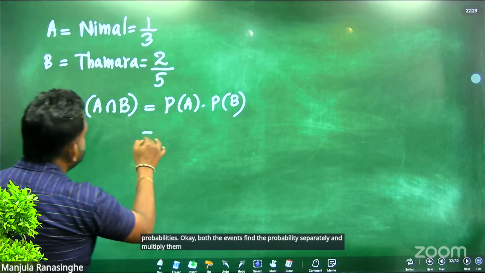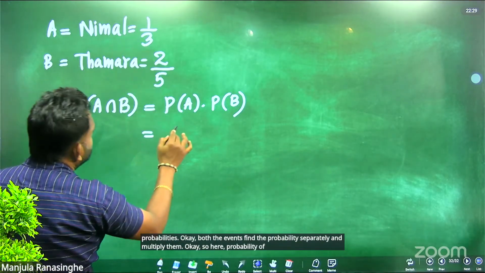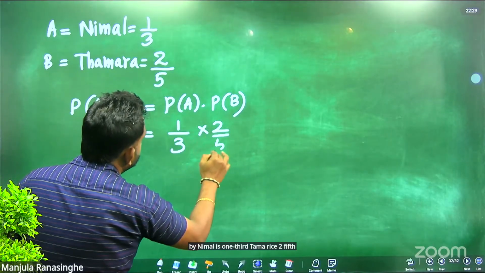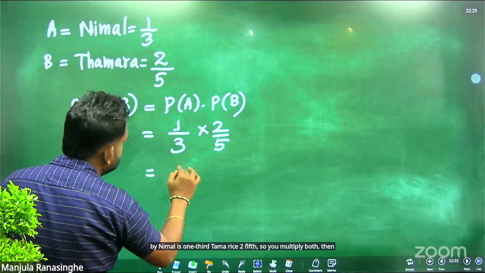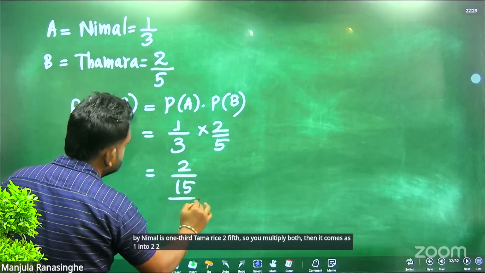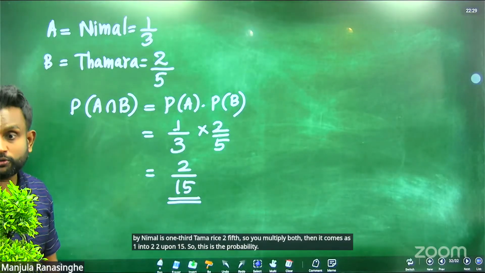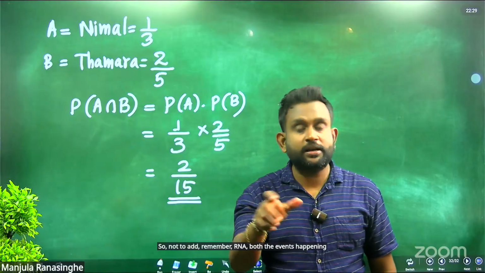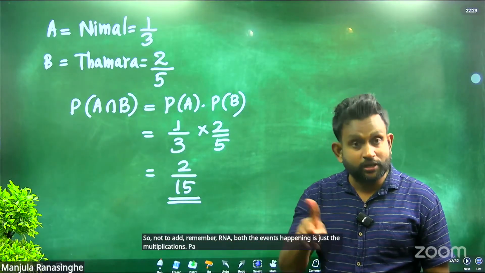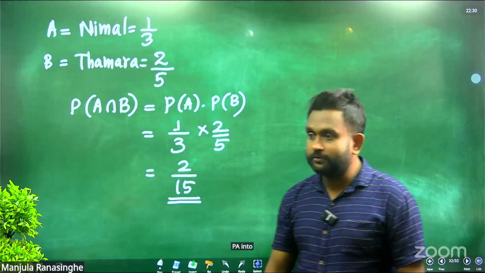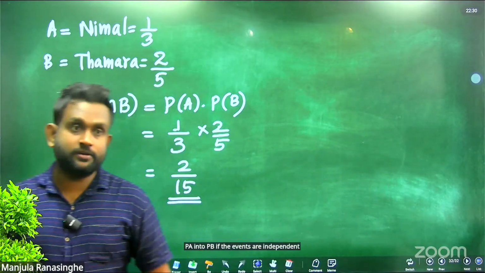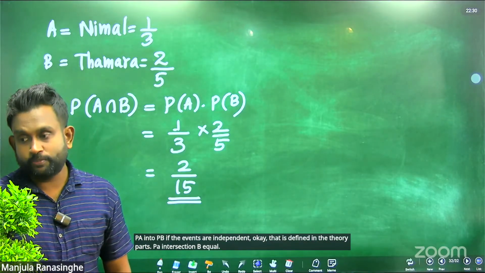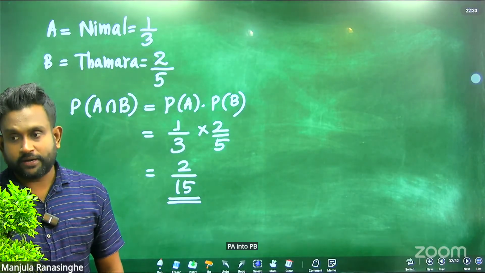So here the probability of passing for Nimal is 1/3, and Tamara is 2/5. So you multiply both, then it comes as 2 upon 15. So this is the probability. Not to add, remember. Both events happening is just the multiplication. P(A intersection B) equals P(A) into P(B) if the events are independent. That is defined in the theory parts. P(A intersection B) equals P(A) into P(B). Okay, right.